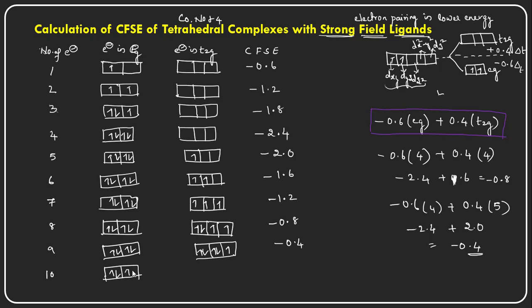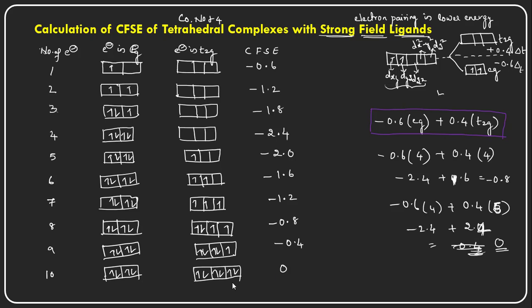So two pairs of electrons, 1, 2, 3, 4, 5, 6. All the electrons are present. So this will become 6 now. So minus 0.6 into 4 will be minus 2.4, and 0.4 into 6 will be plus 2.4. So this will become 0, right?